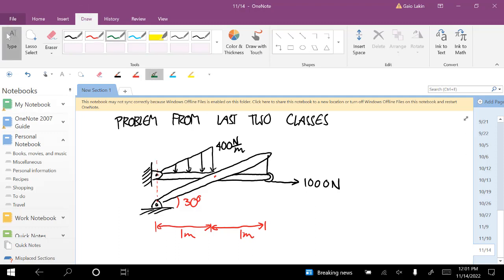And I labeled it, the horizontal one was member 1, the diagonal one was member 2, and then the joints I called A at the wall, B at the floor, and then C at the pulley. And we went through all those calculations.